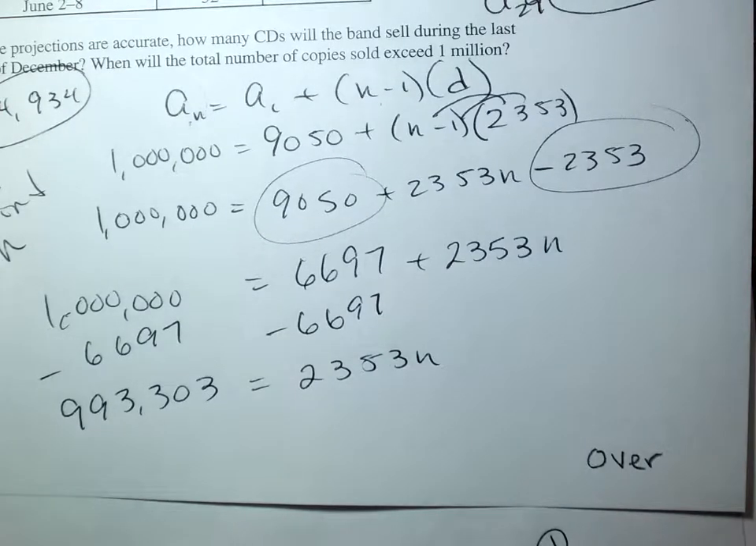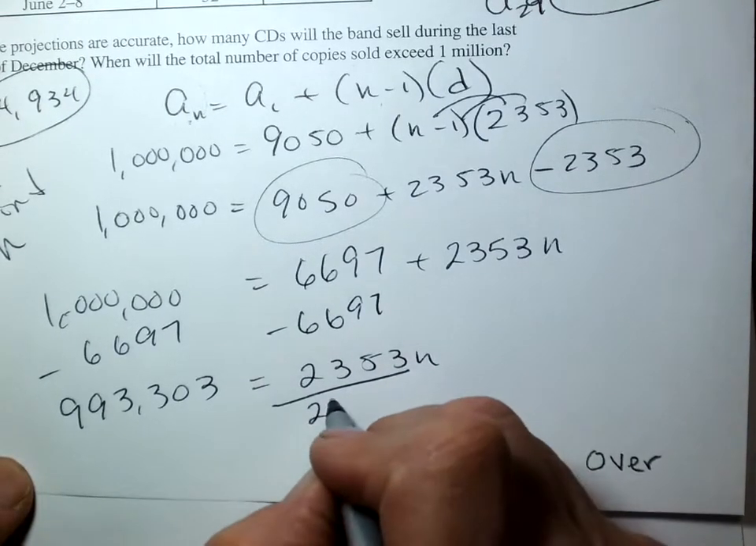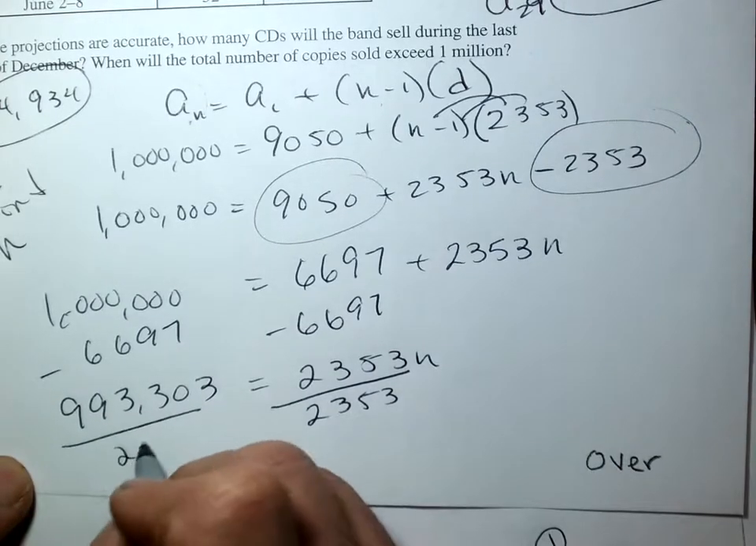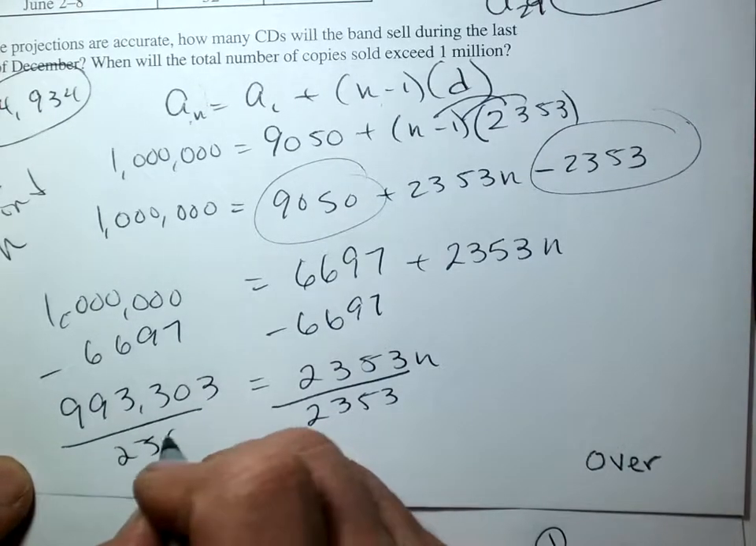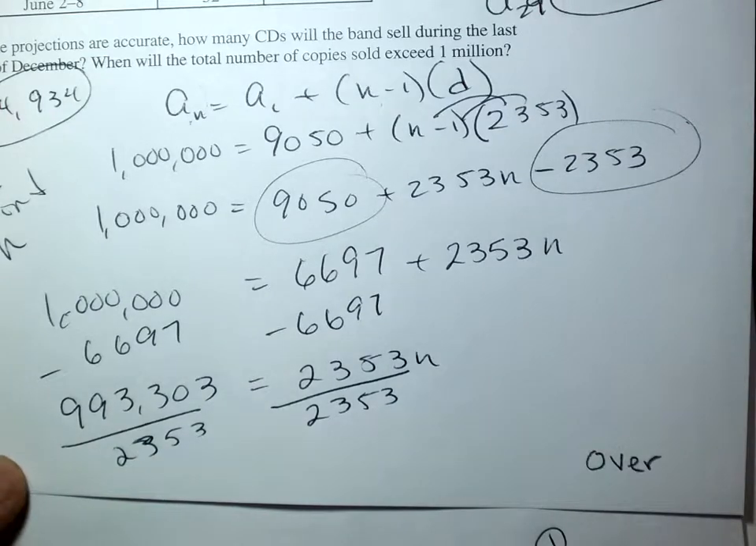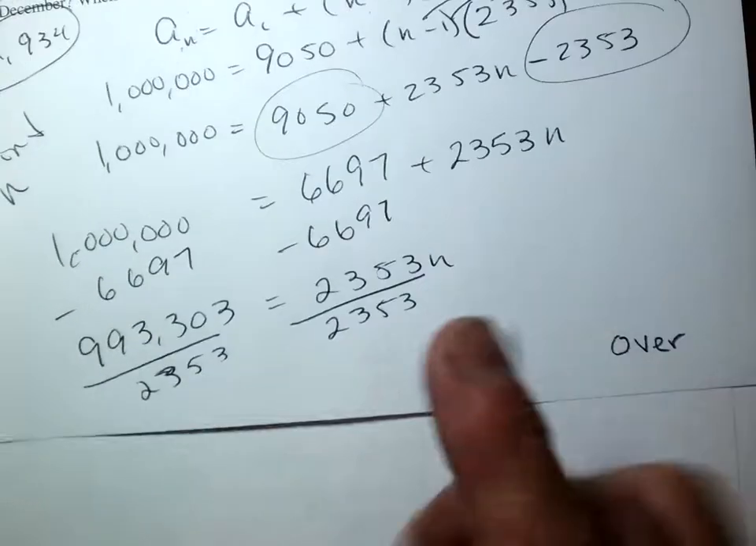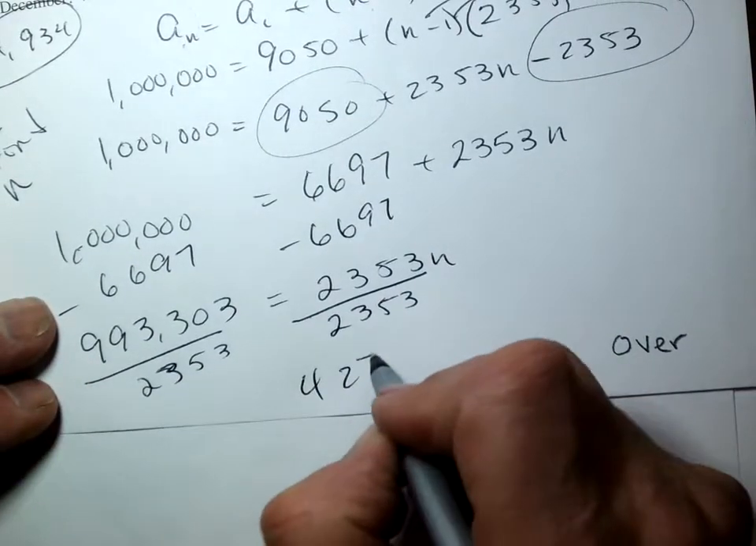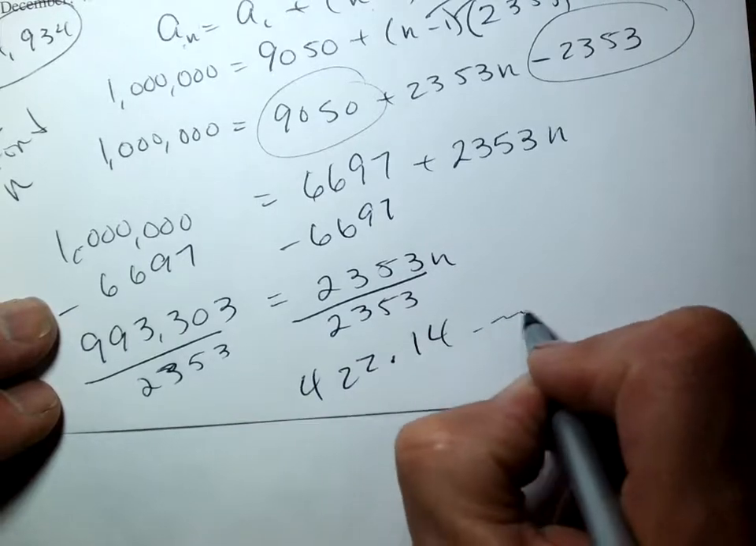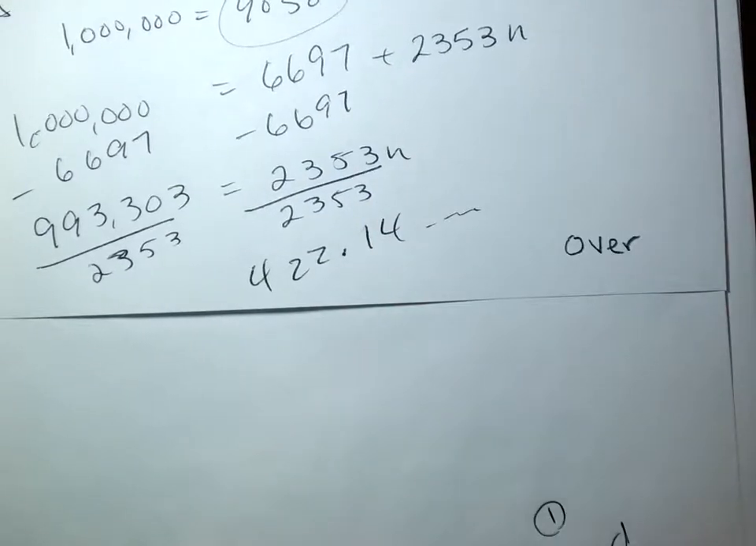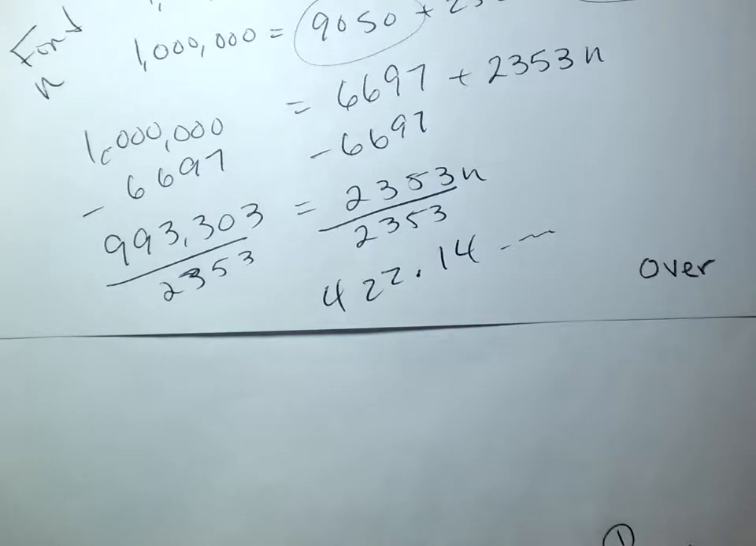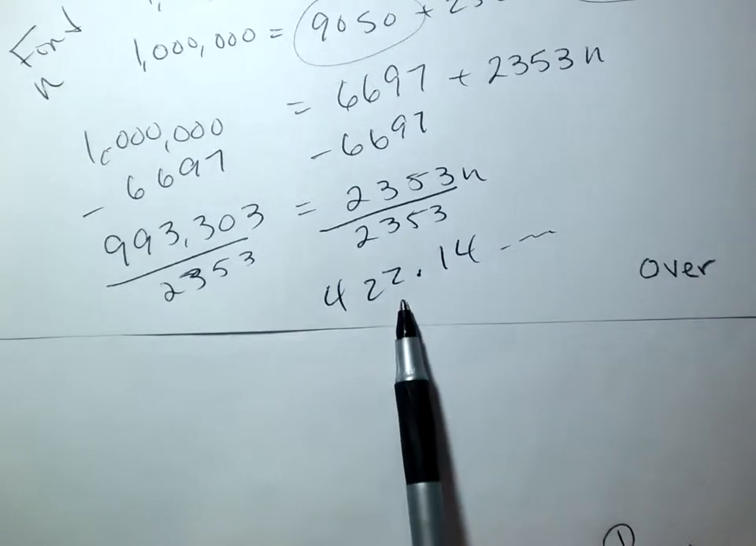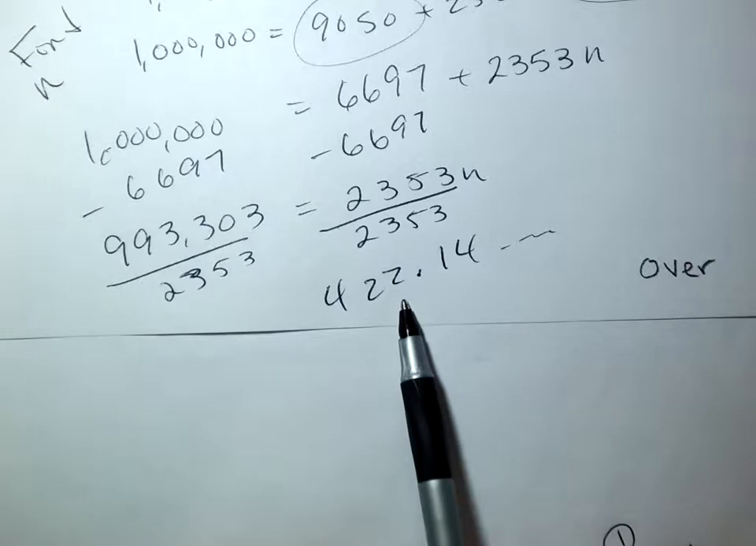It's just big numbers, but I'm just solving. I'm going to divide both sides by 2,353, and I get an answer of about 422.14, and so on. So now the question is, at week 422, we're not quite there, almost. Does that make sense why I'll round up?